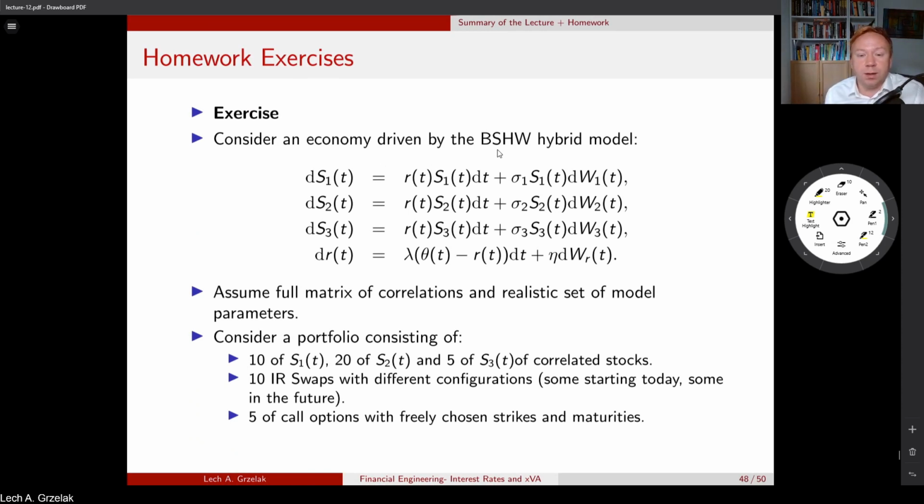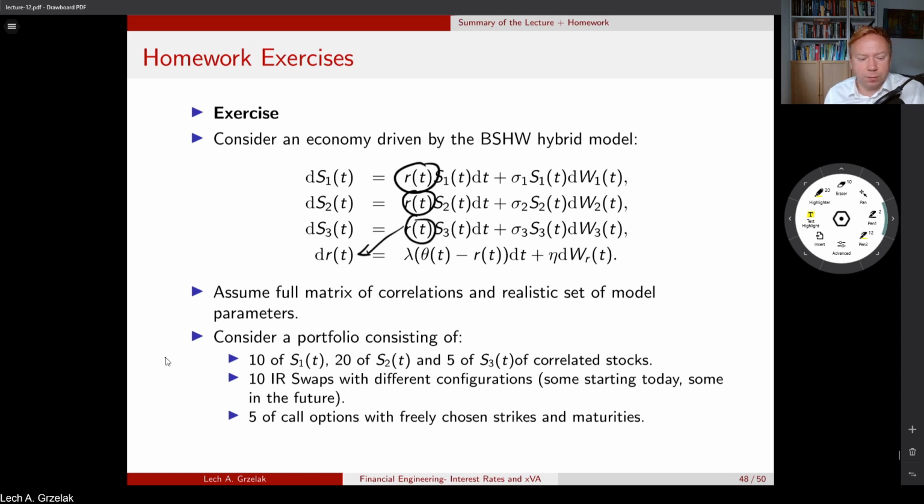The first exercise involves Hull-White, and here we will be simulating stocks. I have defined a model with 4 dimensions. So we have 4 stocks with different volatility parameters. All of them depend on the same interest rate process, r(t). This will be a Hull-White model. Those parameters you can choose yourself. We also have the correlations between Brownian motions, so this is also what you have to specify.